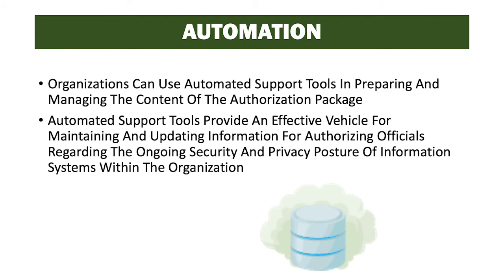Organizations can use automated support tools in preparing and managing the content of the authorization package. Automated support tools provide an effective vehicle for maintaining and updating information for authorizing officials regarding the ongoing security and privacy posture of the information system within the organization. So these automated tools provide a much easier way to manage not only the system that's going through the RMF at this point in time, but all of the systems in the organization that can be supported by these automated tools.